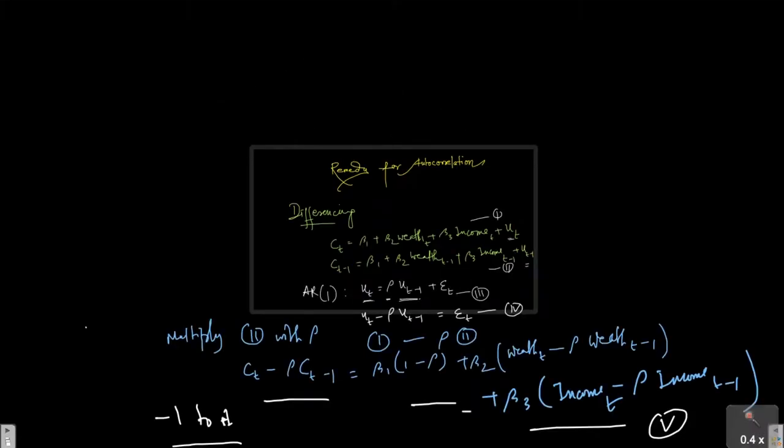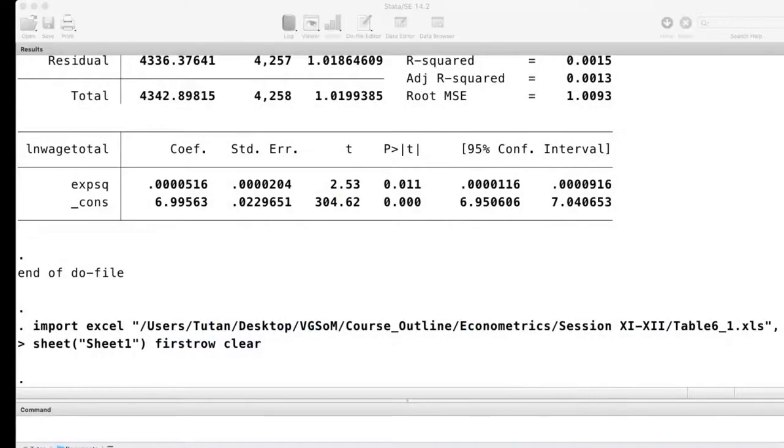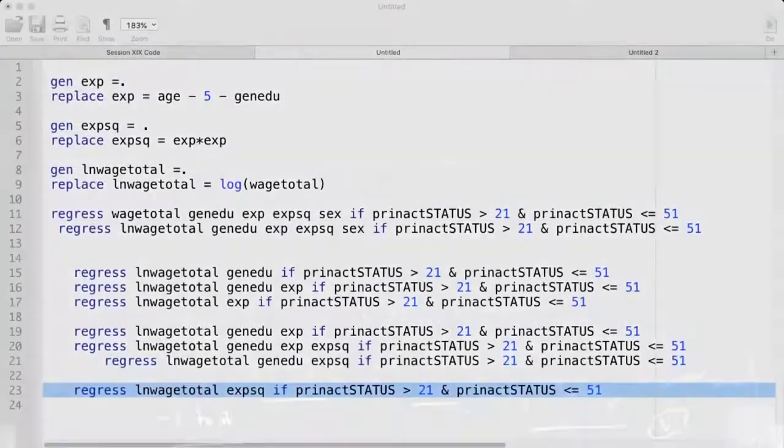Now let me show you the data. We will be using the same data that we used previously. Let me take you to the data editor. Wait a second, for some reason it is not showing this data editor. Give me a moment.